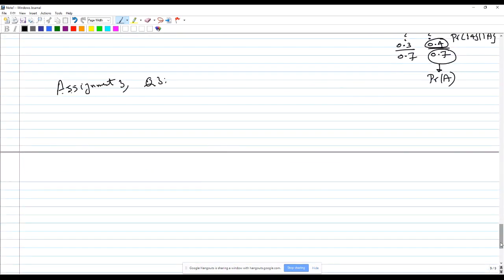A coin with probability P of coming heads is tossed repeatedly. The head count and tail count are set to 0 before tossing. What is the probability that 3 heads show up before 3 tails? Okay, so this is a bit of an interesting question. You have a coin tossed repeatedly, and you want 3 heads to show up before 3 tails, right?